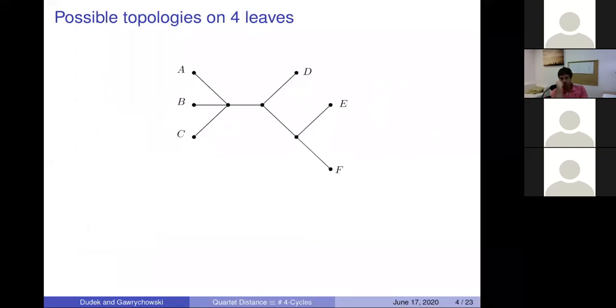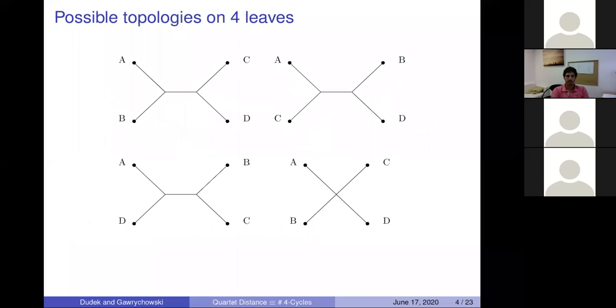You have a slightly larger tree on A, B, C, D, E, F. And for example, you take quadruple A, C, D, E, and you check what's the induced shape. I will say that it's a shape or a topology that's being induced by those 4 leaves. So in this case, you get something like that. And when you think about it, actually there are 4 possibilities.